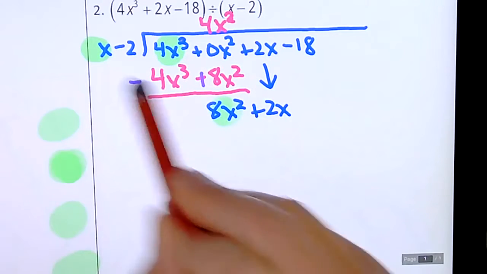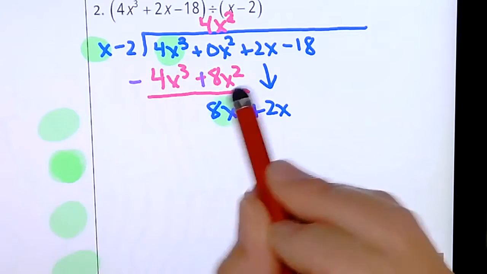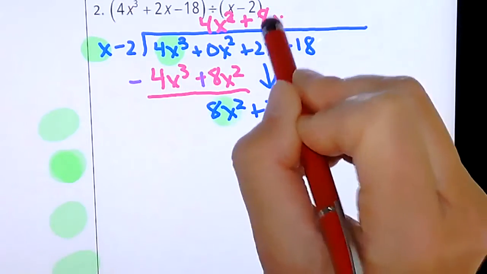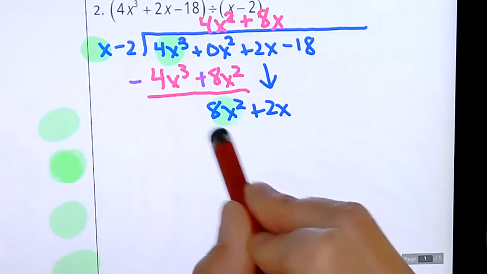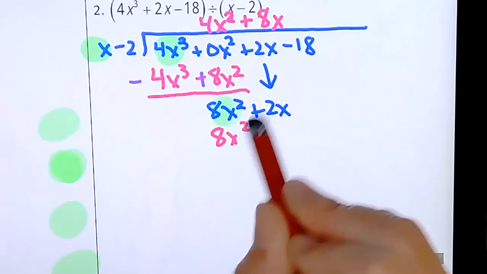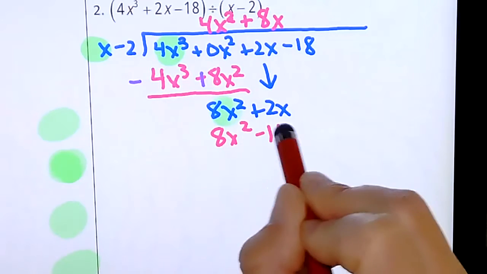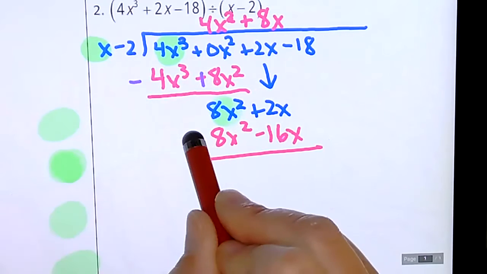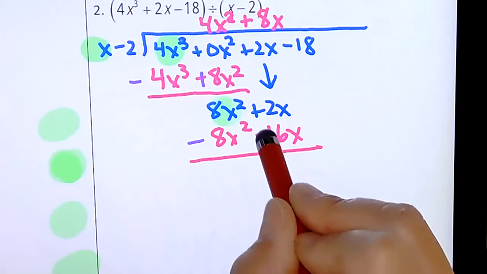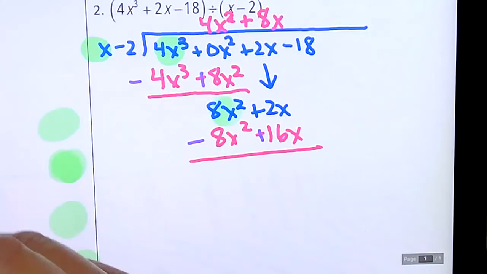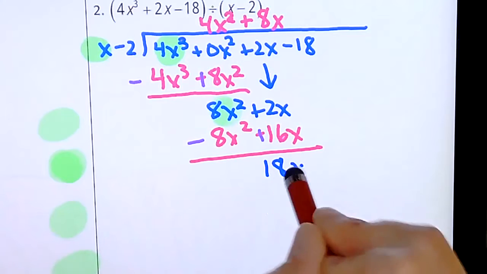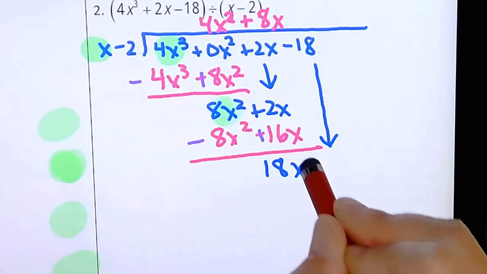How many times does x go into 8x squared? x times what gets us 8x squared? Well, that's going to be a plus 8x. So 8x times x is 8x to the second. 8x times a negative 2 is a negative 16x. And then we're going to minus, so I'm going to make these opposite because I'm going to change the sign. So that's a negative and this is a positive. Then I do that math, and this cancels out. This is going to be an 18x, and I'm going to bring down my minus 18.